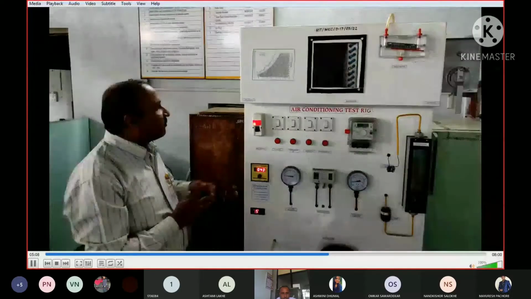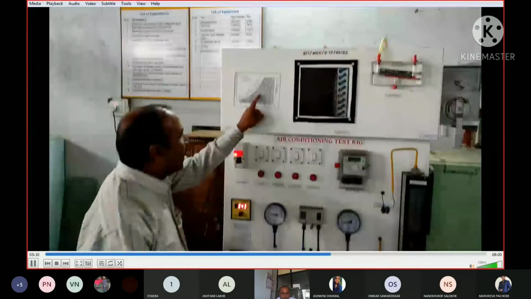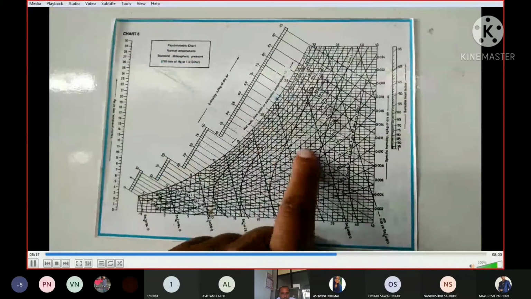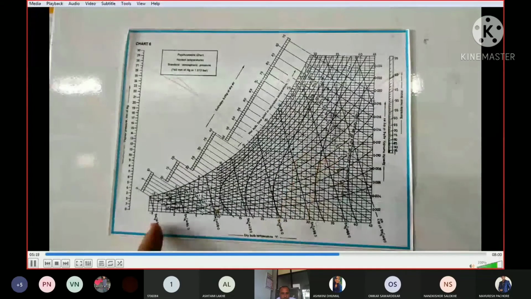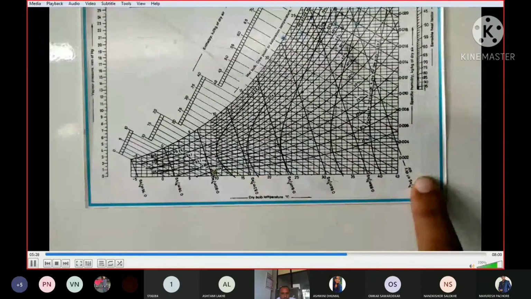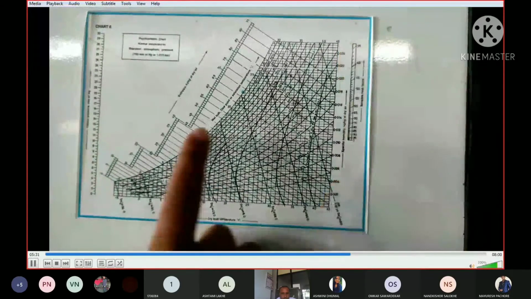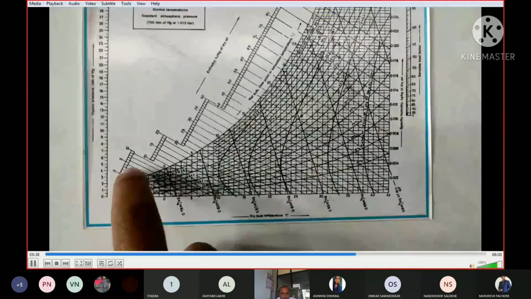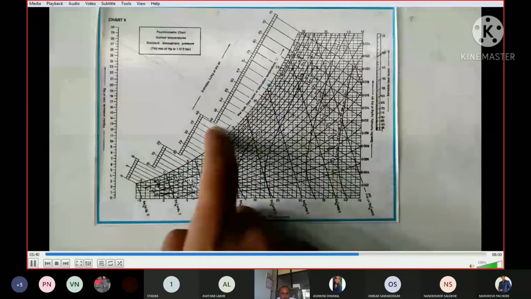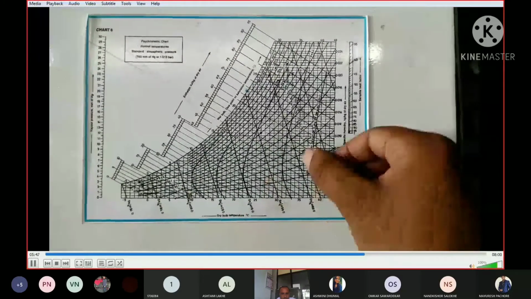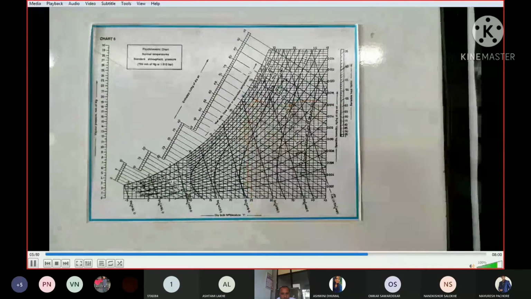If we perform sensible heating here, what is the path? If you take this point and there is sensible heating, it will move towards the right side. If you see the bottom of this chart, this chart is bounded by the dry bulb temperature at the abscissa and specific humidity at the ordinate. On the left side, it is bounded by the saturation line. It has vertical dry bulb temperature lines, horizontal specific humidity lines, inclined enthalpy lines, as well as wet bulb temperature lines. These curved lines are specific volume lines.